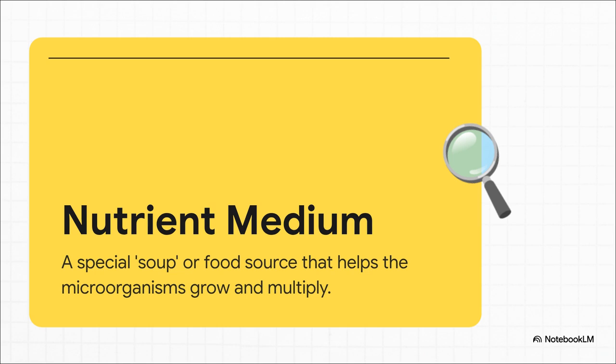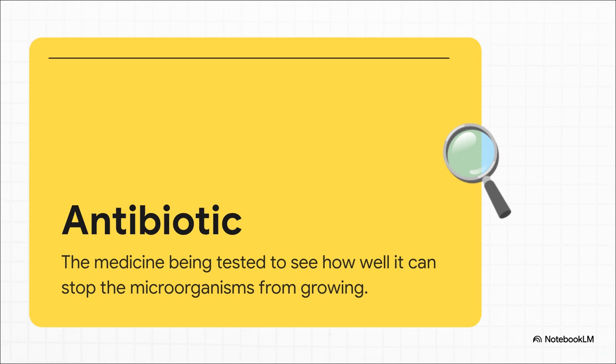Next, we need something called a nutrient medium. This is essentially a carefully prepared broth. Think of it as a special soup for the germs. It's the food source that helps them grow and multiply. Without it, we'd have no way to actually measure if the antibiotic is working. And the final ingredient, of course, is the antibiotic itself. This is the actual medicine we're testing. It's the weapon we're deploying to see just how effective it is at shutting down those microorganisms.